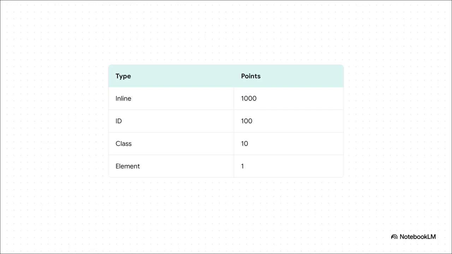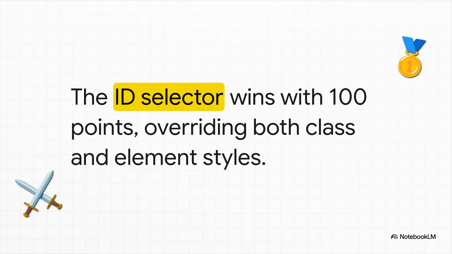An ID selector gets 100 points. And sitting right at the very top, inline styles get a massive 1,000 points, absolutely crushing any of those standard CSS rules. Let's put this into a real-world scenario, a virtual battle, if you will.